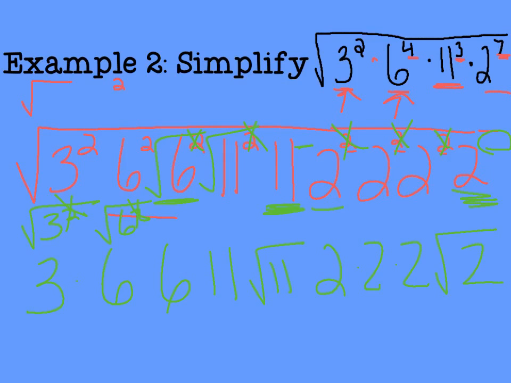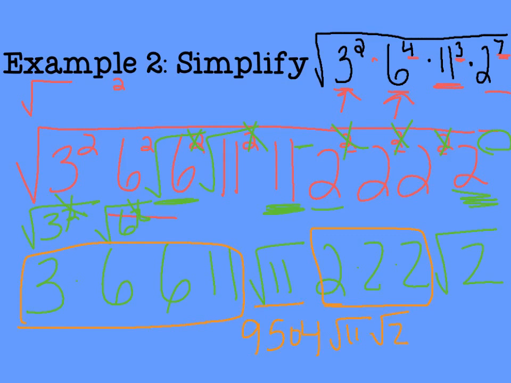Well, oh my gosh, that looks really scary and gross. Here's what that's going to look like as we go forward and simplify. So all of these coefficients out in front of the radical sign are going to have to be multiplied together. So when I take 3 times 6 times 6 times 11 times 2 times 2 times 2, I get 9,504. Then what's left is a square root of 11 and a square root of 2.